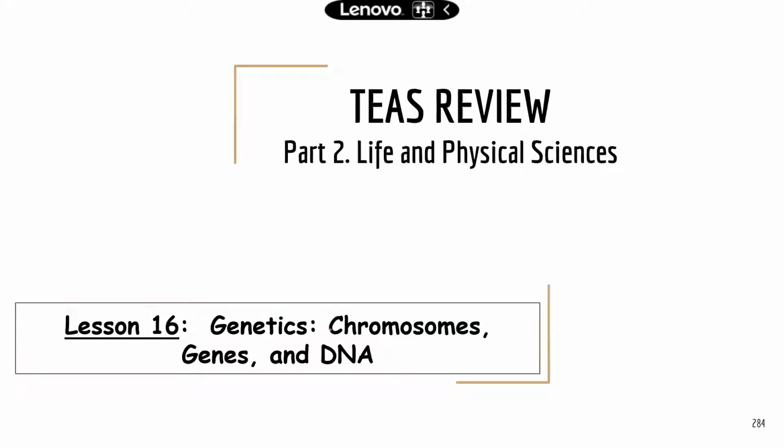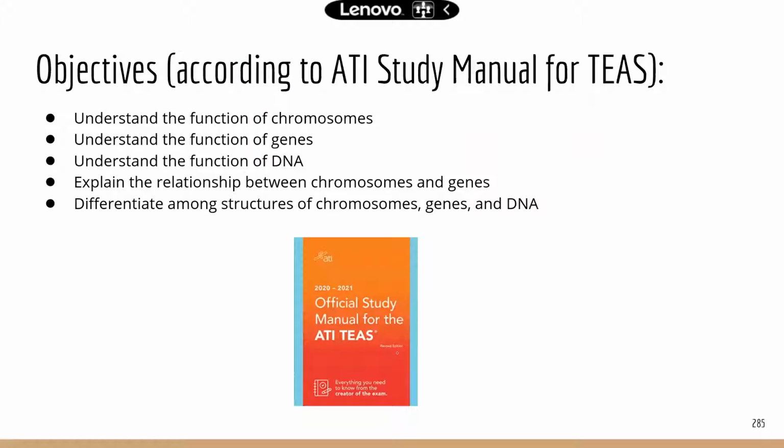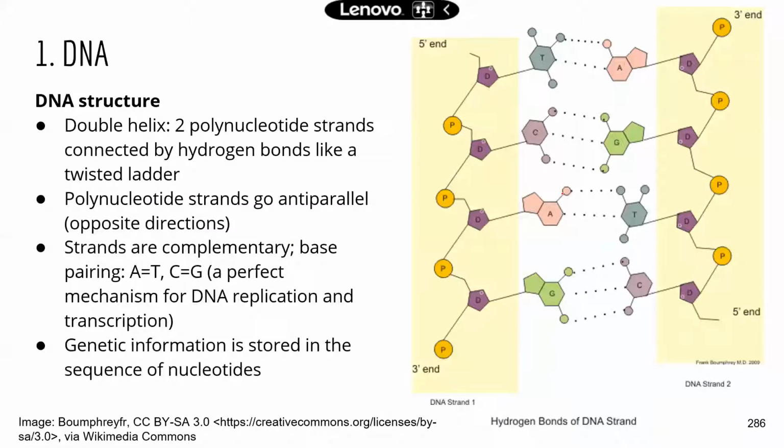Today we're going to look at chromosomes, genes, and DNA. These are the objectives from the ATI study menu. You are expected to understand the function of chromosomes, genes, and DNA. Also be able to explain the relationship between chromosomes and genes, and also differentiate among the structures of chromosome, genes, and DNA. Okay, let's first look at the structure of DNA.